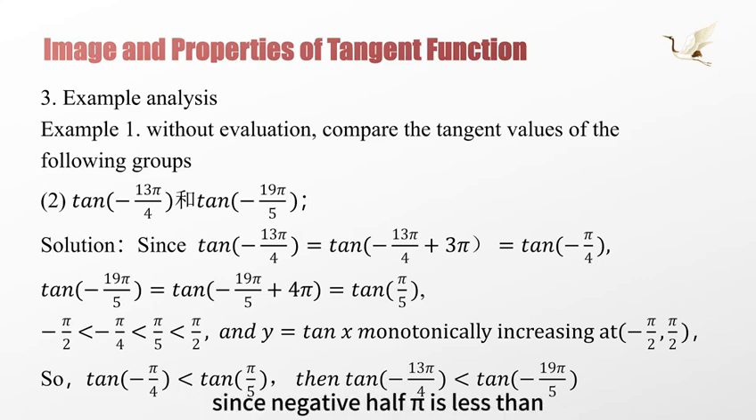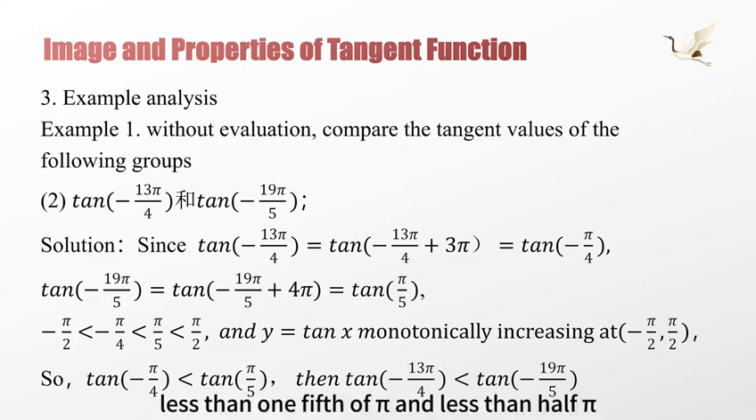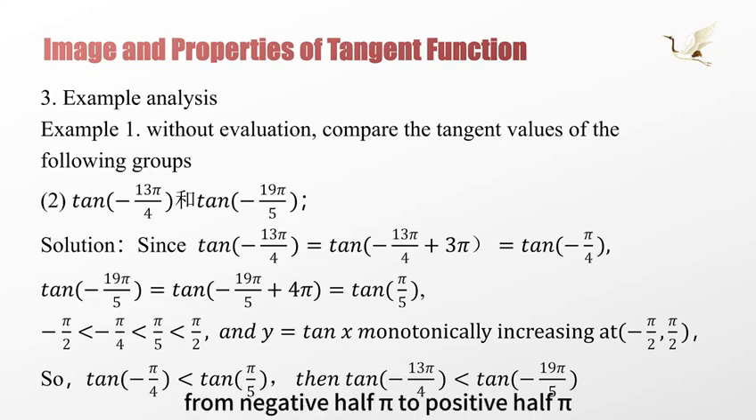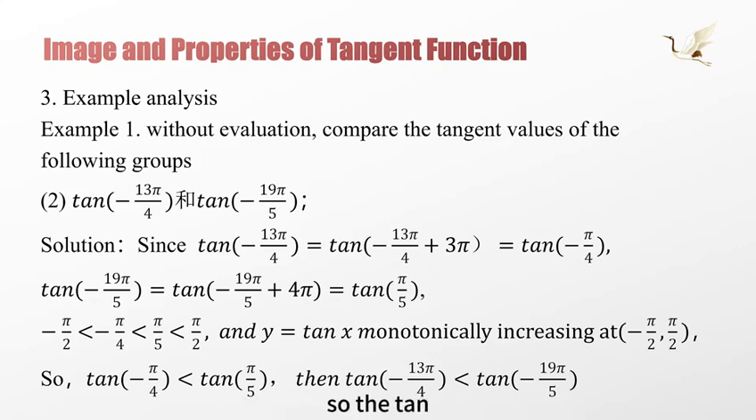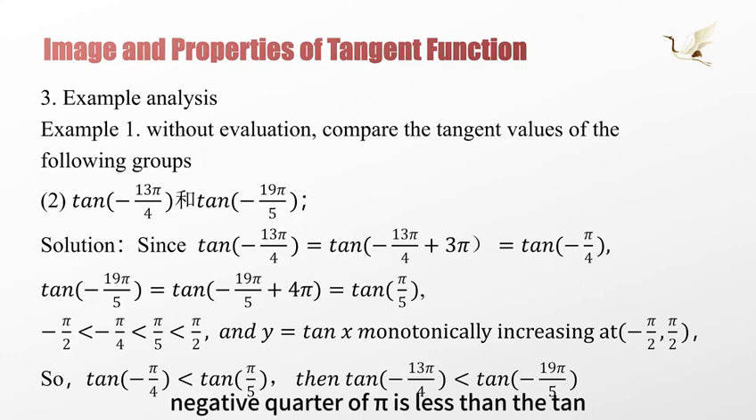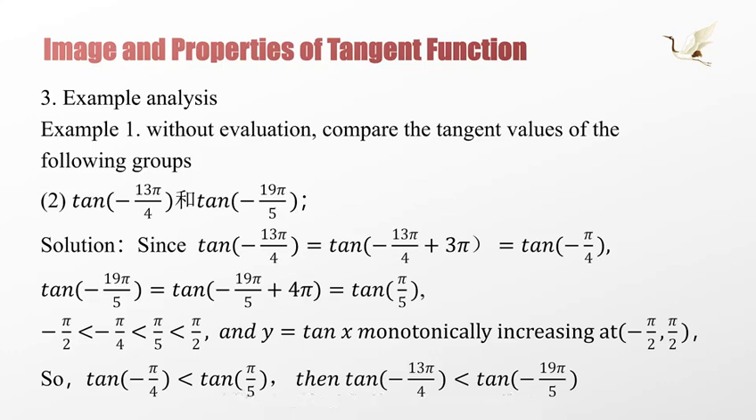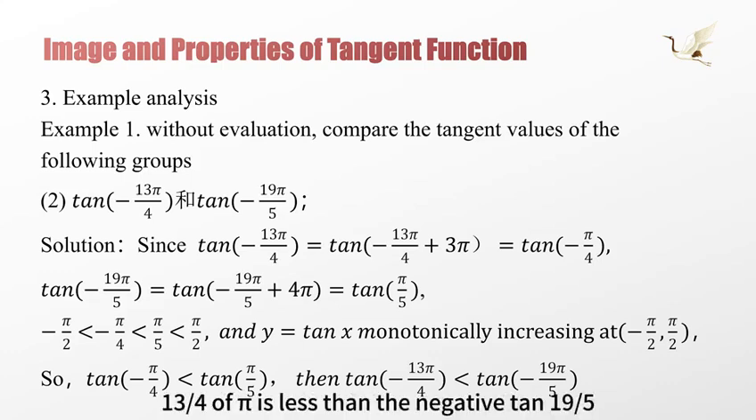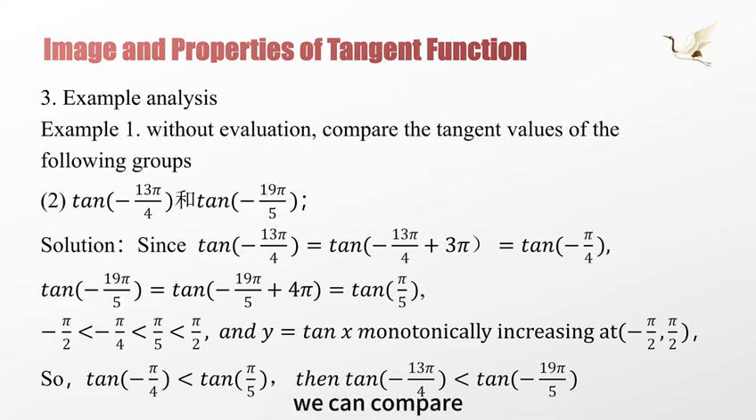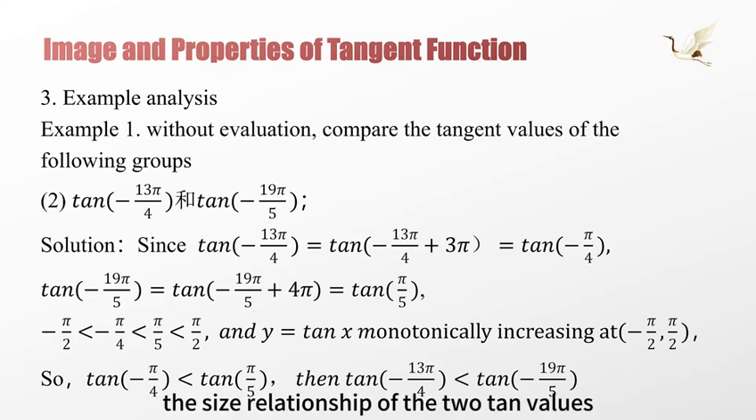Since negative half pi is less than negative 1/4 pi, less than 1/5 of pi, and less than half pi, and the function is monotonically increasing in the open interval from negative half pi to positive half pi, the tangent of negative 1/4 of pi is less than the tangent of 1/5 of pi. That is, the tangent of negative 13/4 of pi is less than the tangent of negative 19/5 of pi. So we can compare the size relationship of the two tangent values.